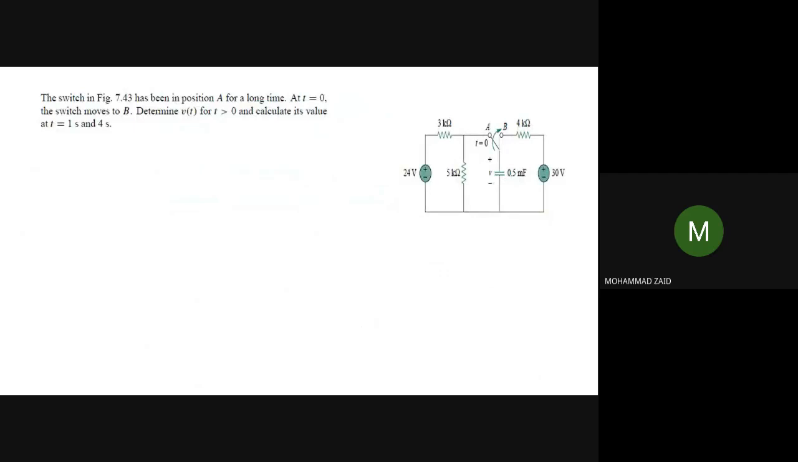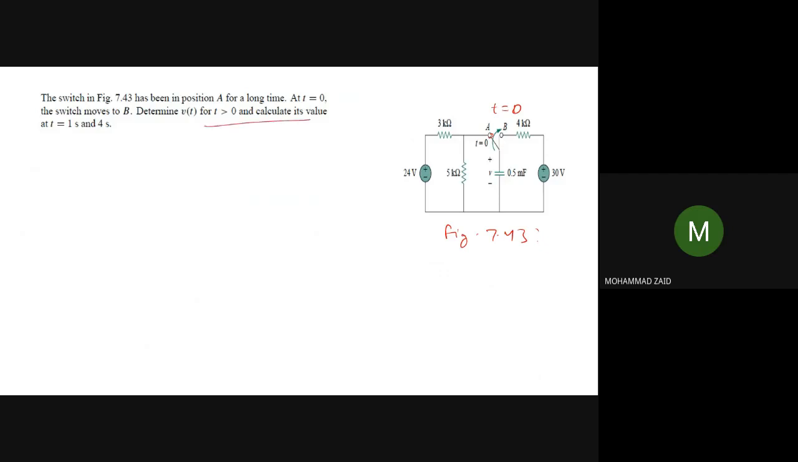Okay, a simple numerical problem which I have taken from Sadiku. The switch in this figure, figure 7.43 of Sadiku, has been in position A for a long time. That means the switch was connected to this point, the capacitor's positive part, for a long time. At t equal to 0, the switch moves to B. So the first thing we have determined is that the changeover happens at t equal to 0.